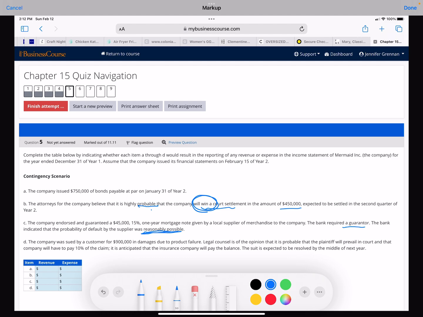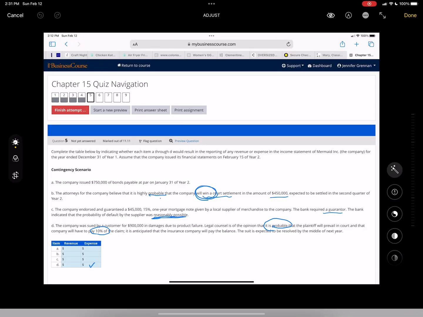Lastly, the company was sued for $900,000 in damages due to a product failure. Legal is of the opinion that's probable. Okay, there's that word. That the plaintiff will prevail and the company will have to pay 10%. So we can estimate it. So 10% of $900,000 means we're going to have a $90,000 expense that year.